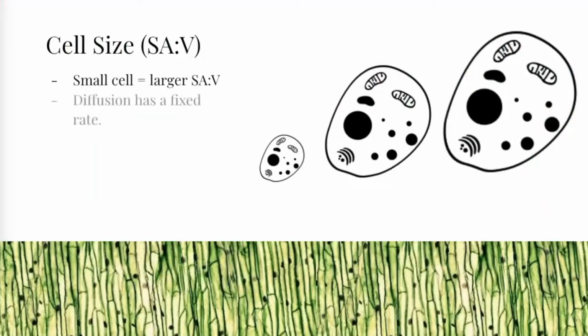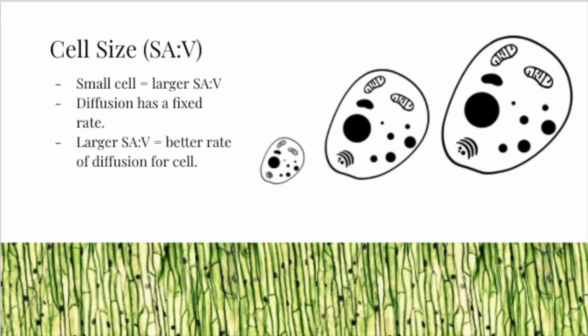This limits the suitability of diffusion to transport materials in and out of cells. This means that there is a physical limit of the size of a cell due to the efficiency of diffusion.